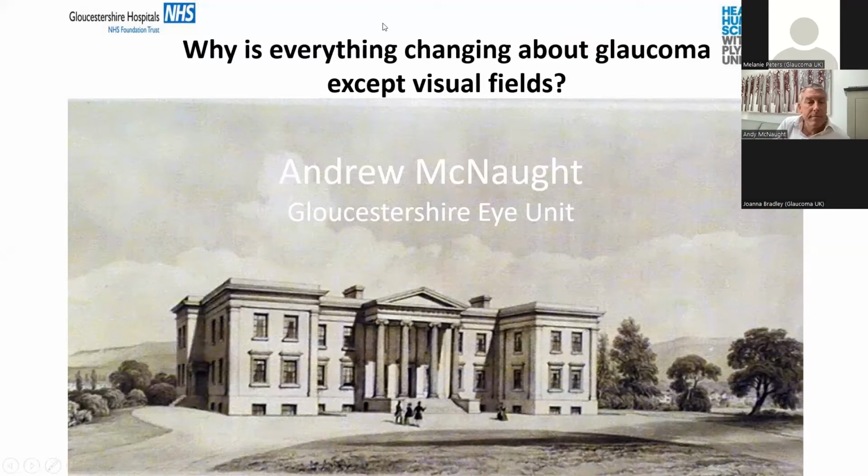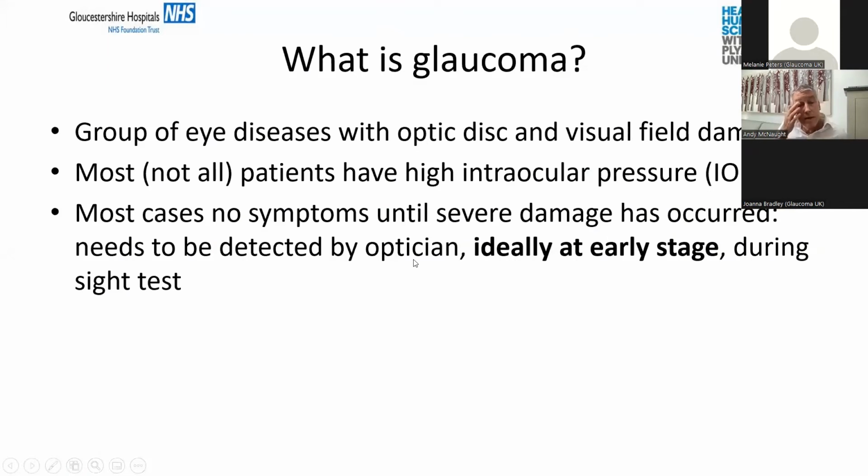So next one, thanks. So just to say what glaucoma is, well, it's actually not one disease. It's a group of related diseases, and they're defined by the presence of damage to the nerve and the visual field in a characteristic pattern. Most, but not all patients with glaucoma have got high pressure in their eyes, and that's the most important risk factor for optic nerve head and visual field damage, and it's present in most patients, but not all.